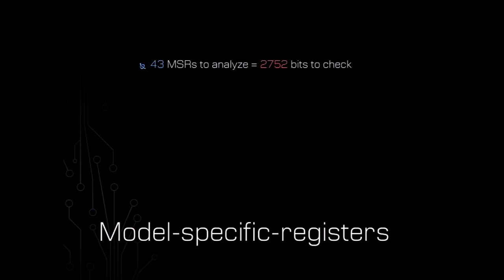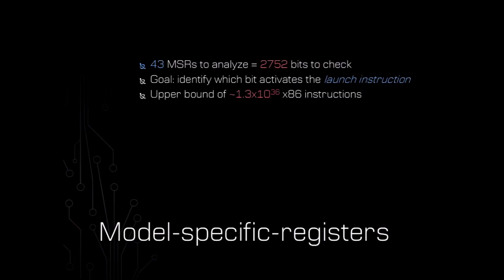43 sounds like a much more tractable number of model-specific registers to analyze than 1,300. The problem is 43 MSRs is still 2,752 bits to check at 64 bits apiece. That is a lot of bits to sift through. I want to find one bit that activates this launch instruction, this new x86 instruction, but that's too many bits for me to go through by hand, especially when you consider the magnitude of the x86 instruction set.